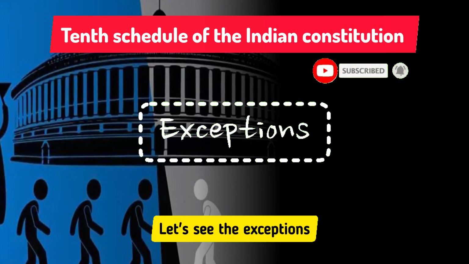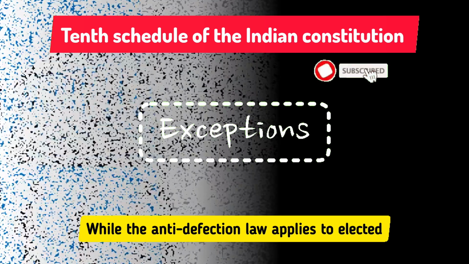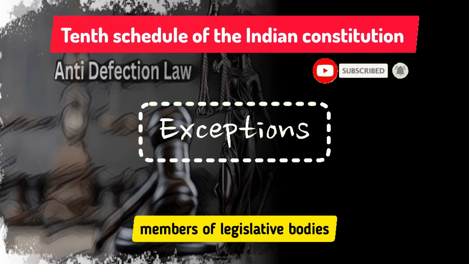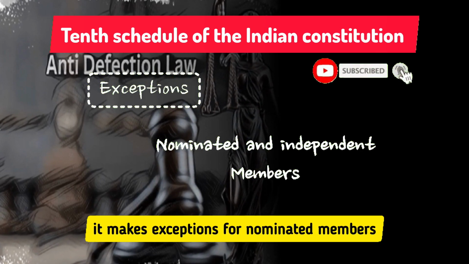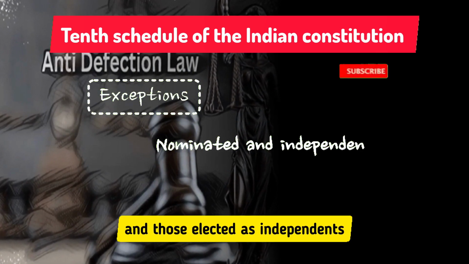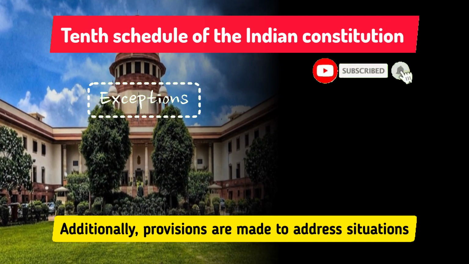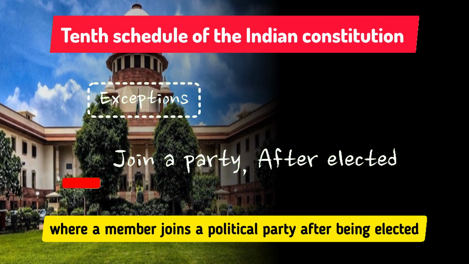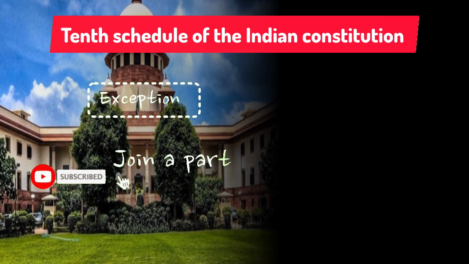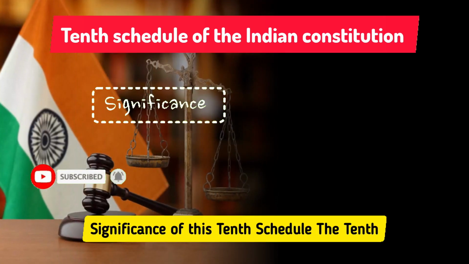Let's see the exceptions. While the anti-defection law applies to elected members of legislative bodies, it makes exceptions for nominated members and those elected as independents. Additionally, provisions are made to address situations where a member joins a political party after being elected. Significance of this 10th schedule.